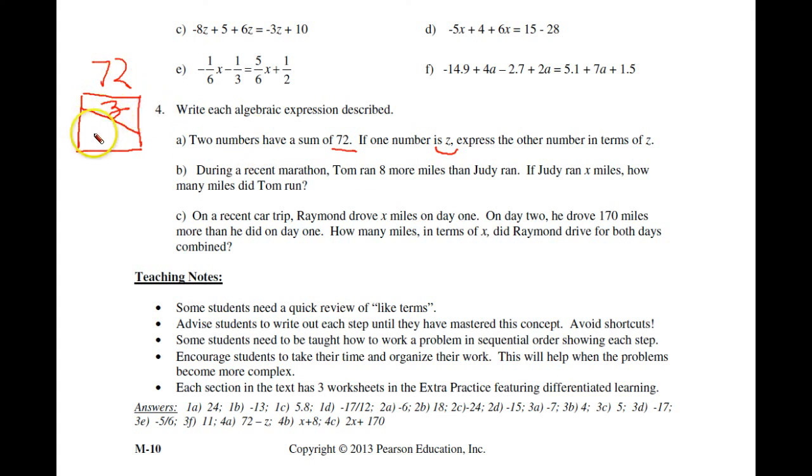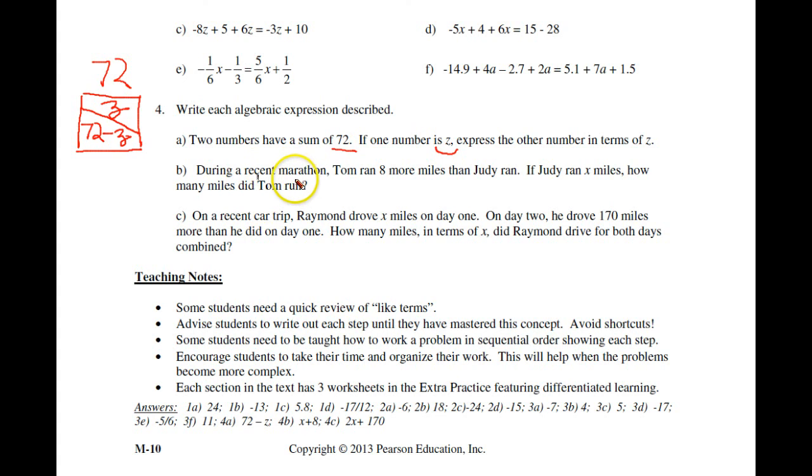Now, what would the other part be? Well, we know if the whole box was 72, if we take away the z here, this is the other part. So we're designating part of that box as some unknown letter, then always the other part would be the total of the box minus that unknown letter. And that's the answer to letter A.